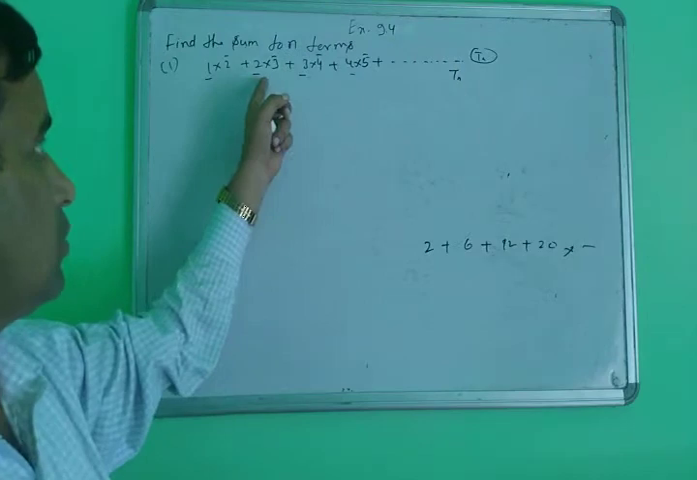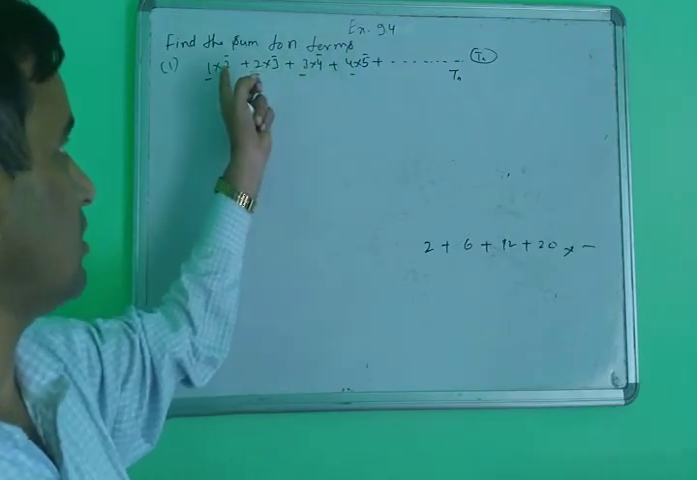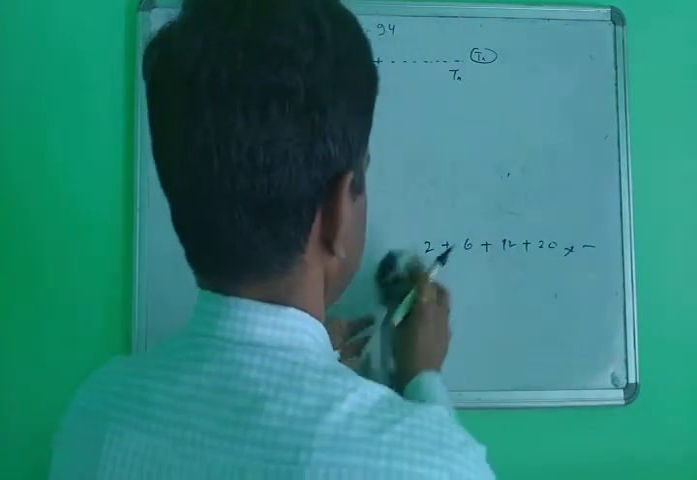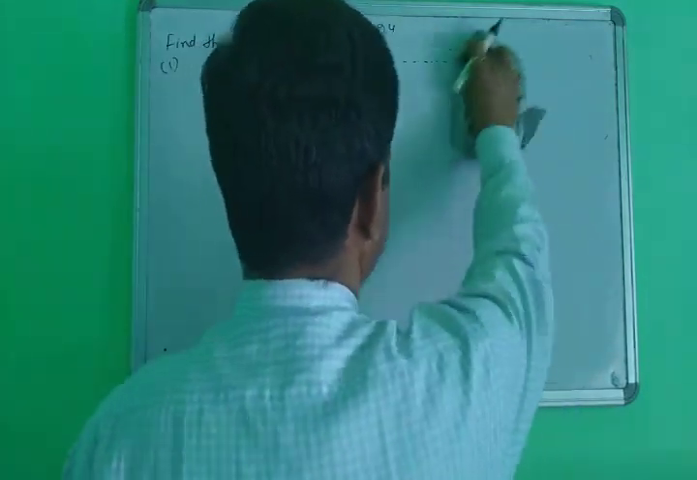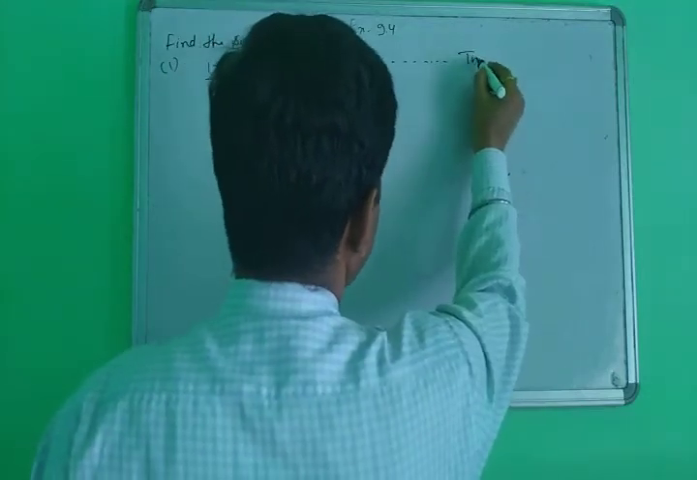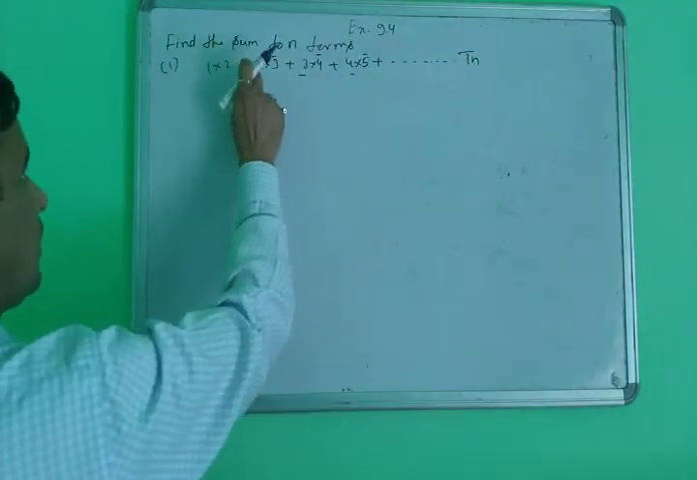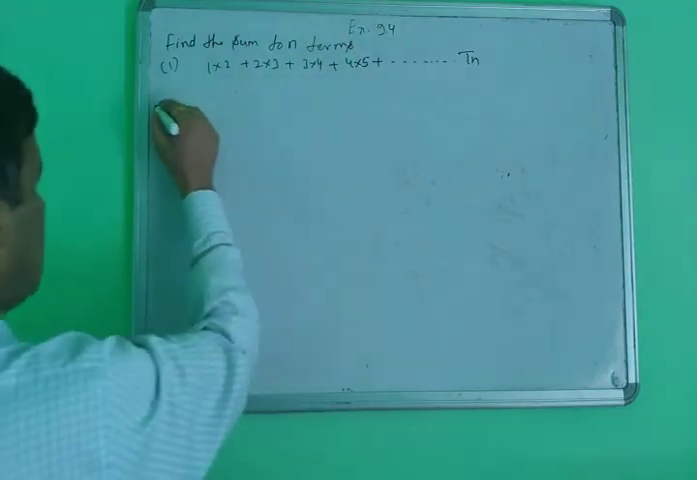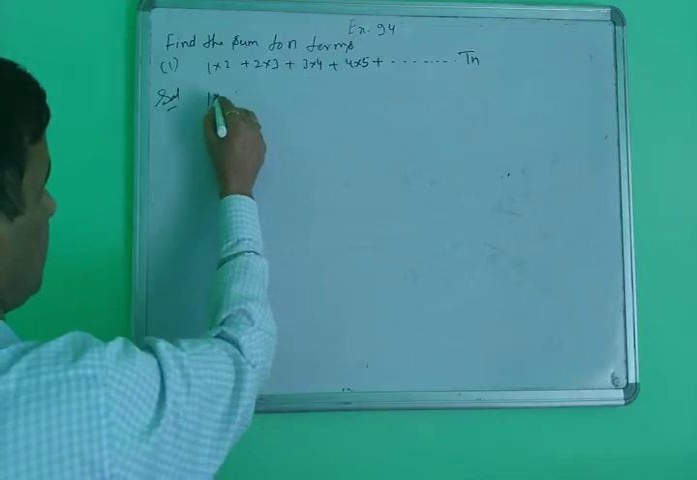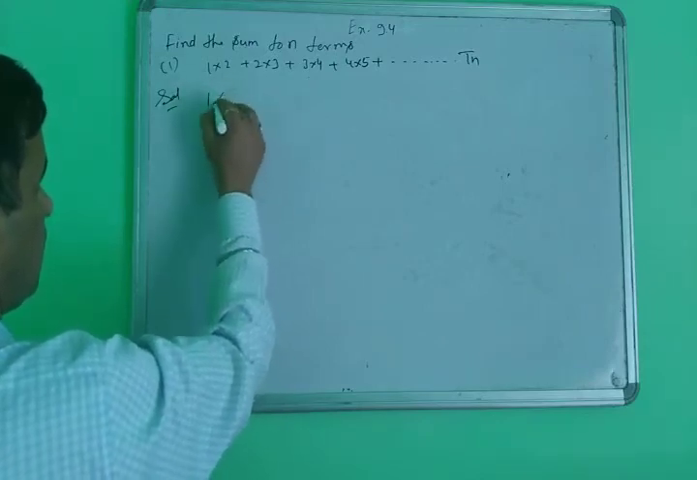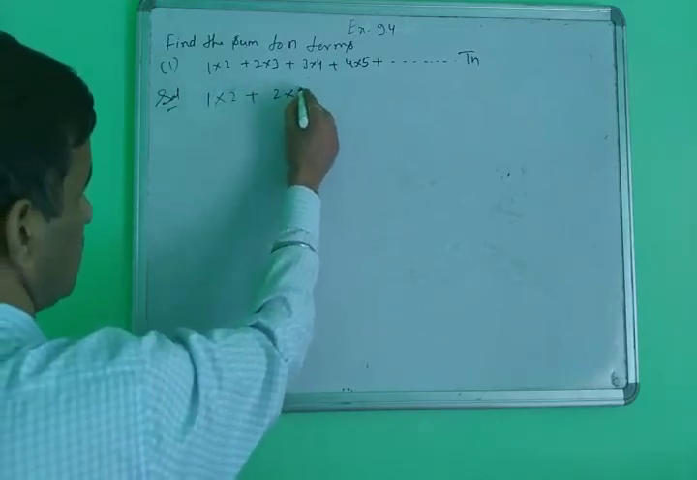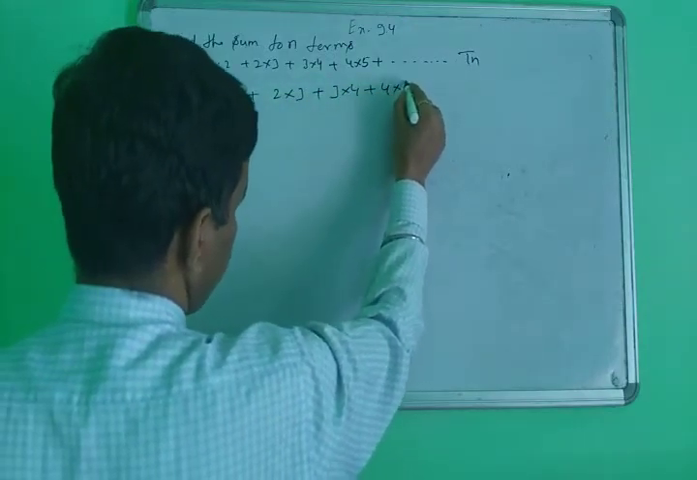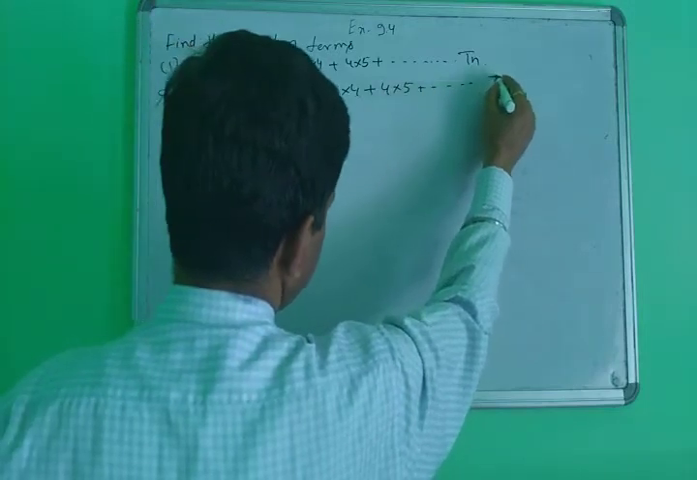The first series here is 1, 2, 3, 4. The second series here is 2, 3, 4, 5. Then you will find the Tn term of both the series. So now the solution: 1 into 2 plus 2 into 3 plus 3 into 4 plus 4 into 5 plus and so on up to Tn.